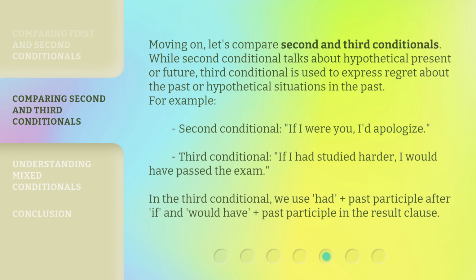Moving on, let's compare second and third conditionals. While second conditional talks about hypothetical present or future, third conditional is used to express regret about the past or hypothetical situations in the past. For example, second conditional: if I were you, I'd apologize. Third conditional: if I had studied harder, I would have passed the exam. In the third conditional, we use had plus past participle after if and would have plus past participle in the result clause.